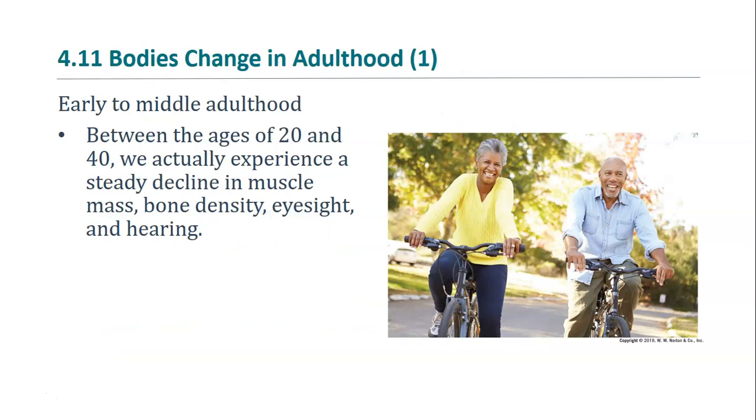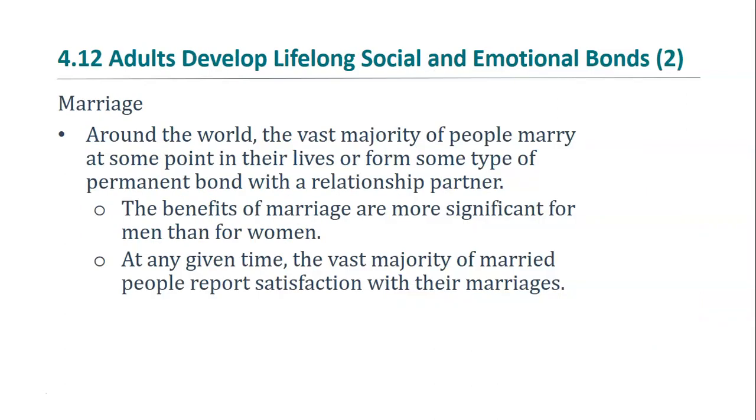Adulthood is not all it's cracked up to be. Starting at about the mid-20s, we have a continuous decline in muscle mass, bone density, sensory processes, and speed of cognition. Most people everywhere in the world form some sort of permanent bond with a relationship partner. We tend to call these marriages.